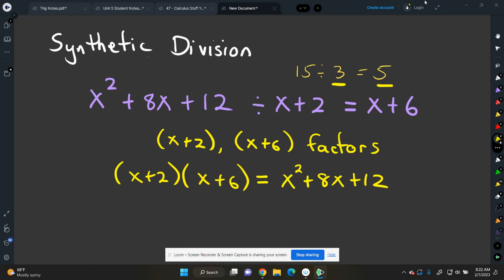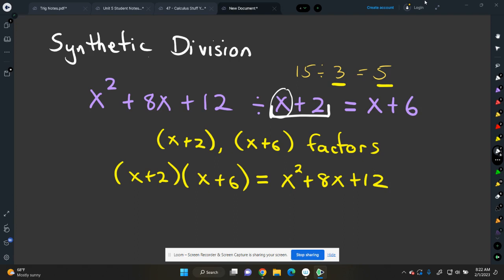Also, the tabular method works under any circumstance. Synthetic division will not work under any circumstance. There's only a very specific time that you can use synthetic division. You have to be dividing by a binomial, two terms, and this has to just be x. It can't be 3x. It can't be x squared. Just x. That's the only time it's going to work.